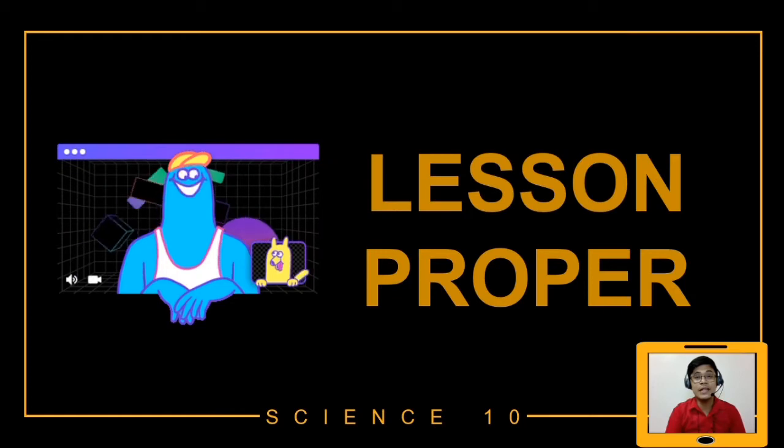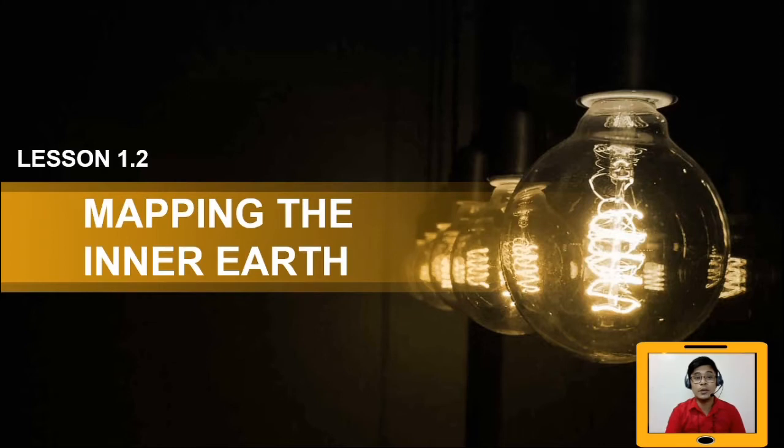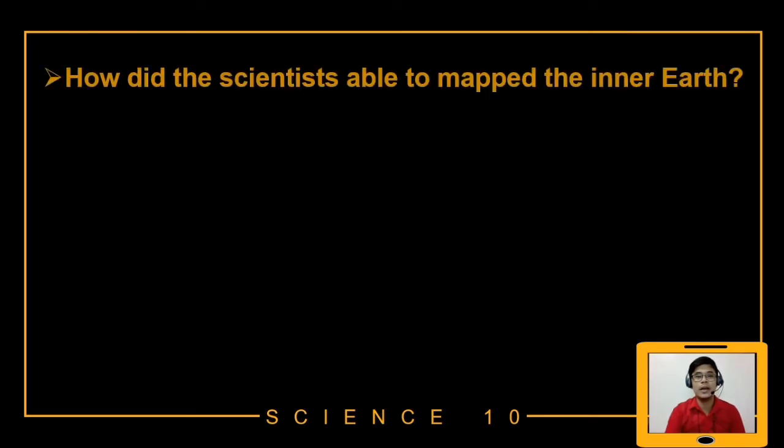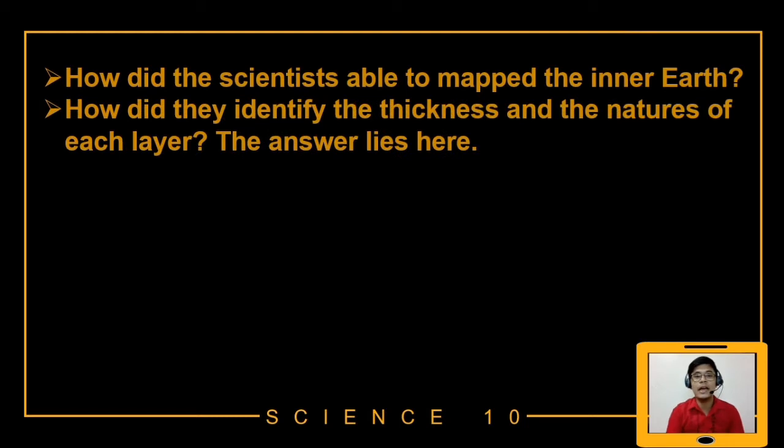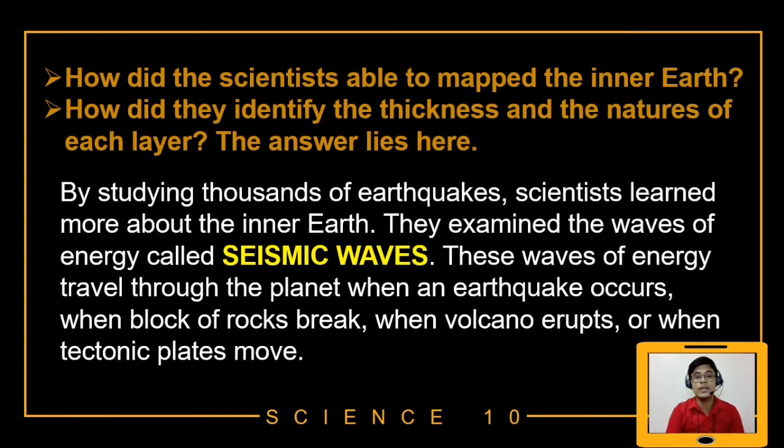Let us have now the lesson proper, lesson 1.2, mapping the inner Earth. For this lesson, we're going to have 2 questions first. Number 1 is, how did the scientists able to map the inner Earth? Paano ba nila nalaman yung inner Earth? And also, how did they identify the thickness and the natures of each layer? Well, the answer lies here. They studied thousands of earthquakes and they learned more about the inner Earth. And they examined what we call waves of energy called seismic waves.